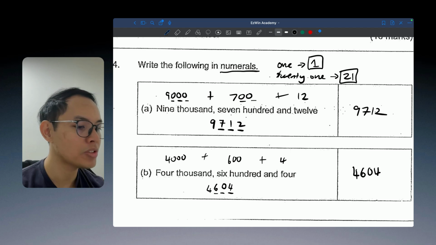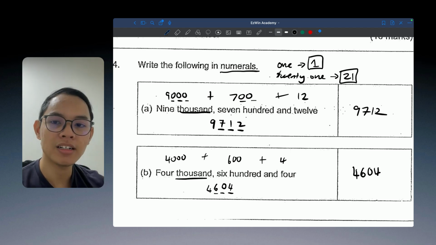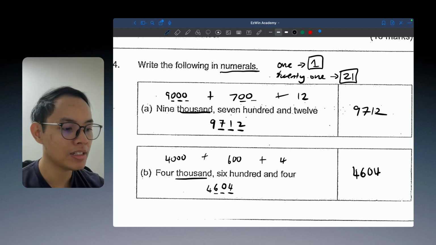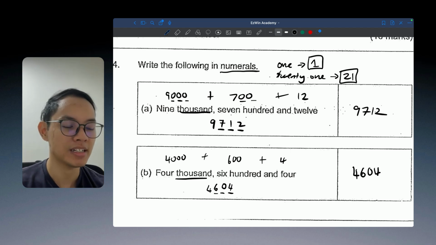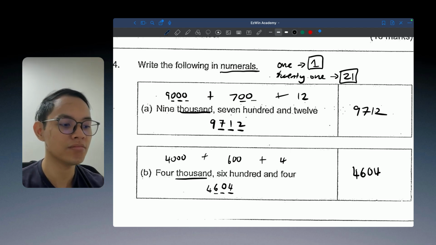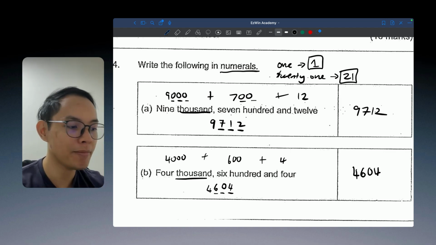4604. So always remember, when you have 1,000, then you should have a clear idea of what digits you need to do. If they never say any tens place words over here, then you just put 0 as what you see over here. All right. Hopefully that makes sense.